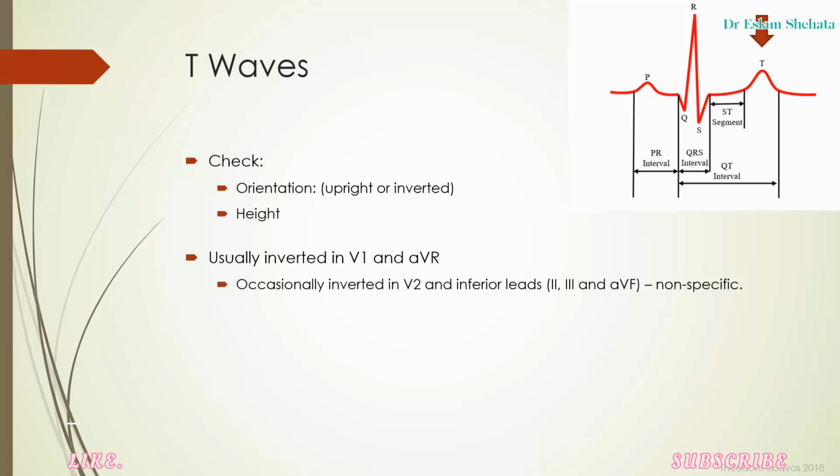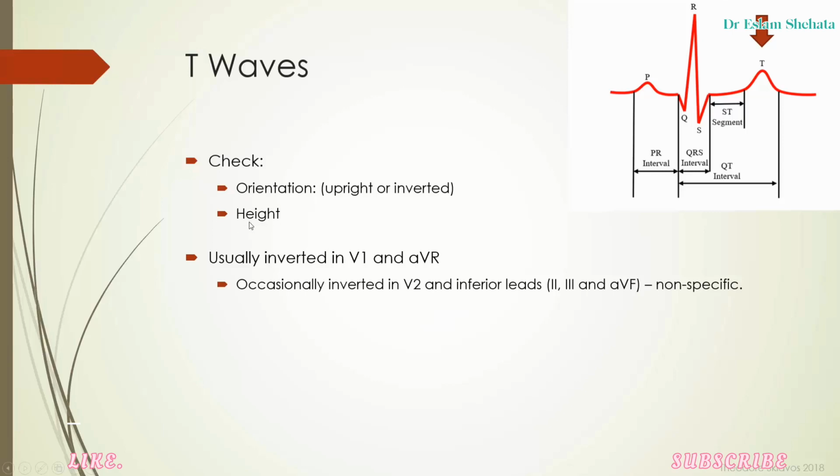So when you're looking at the ECG, I need you to check the orientation. Are the T waves upright or are they inverted? Now it's normal for them to be inverted in some leads, okay? It's usually inverted in V1 and aVR, and occasionally it's inverted in V2 and some of the inferior leads, although this is a bit harder, a bit non-specific. It's hard to say, is that abnormal for that patient or is it normal for that patient? If it's the first ECG and they've come in with chest pain and an inverted T-wave in V2, you probably have to keep an eye on them. You can't just send them home saying they had a normal ECG.